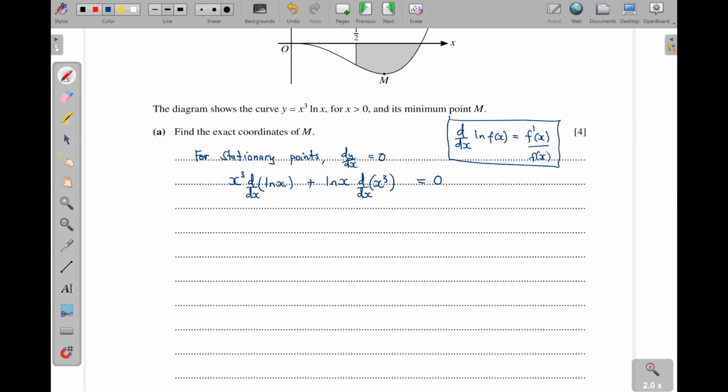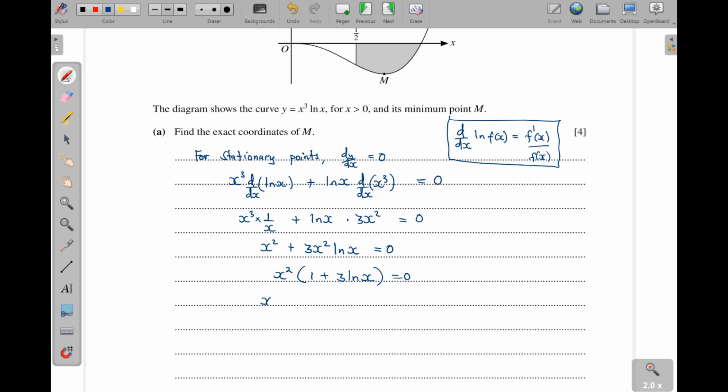This one will be x cubed, then times, when you differentiate here, you get 1 divided by x, then plus natural log of x, then times 3x squared, which is equal to 0. And this one, of course, will be x squared, then plus. It is better you write this one first, such that it doesn't interfere with this one. So I'll write 3x squared natural log of x, which is equal to 0. Now x squared is common, I can factorize it out. Then we have 1 plus 3 natural log of x, which is equal to 0.